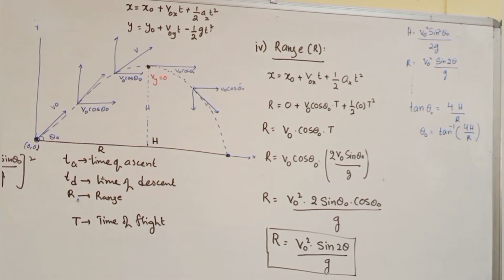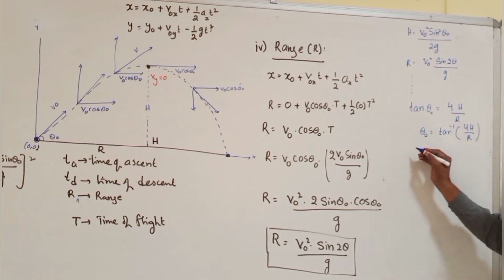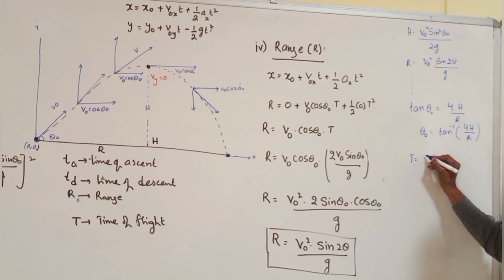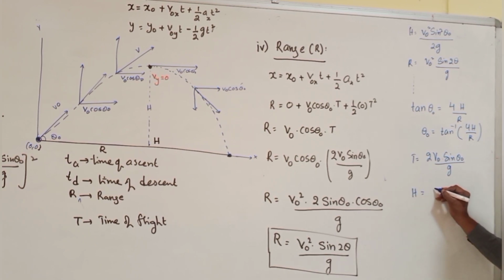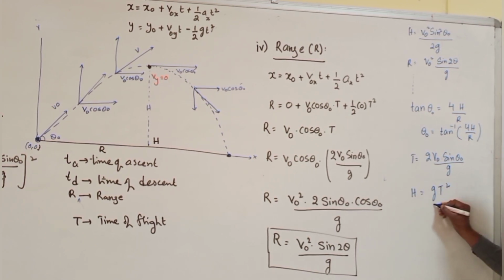And what is the relation between the maximum height and time of flight? Maximum height and time of flight. This is time of flight is 2v naught sin theta naught by g. Now, how to write the relation between the maximum height and time of flight? The maximum height is equal to gt square by 8. You have to prove it.